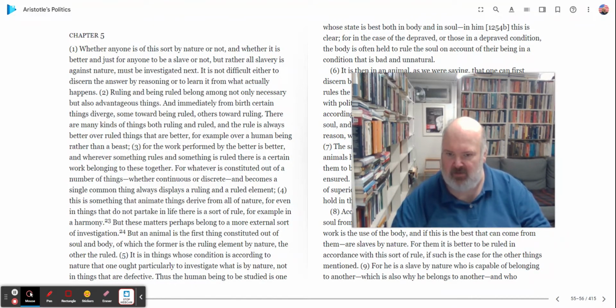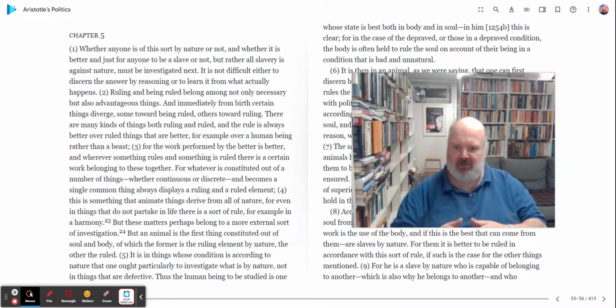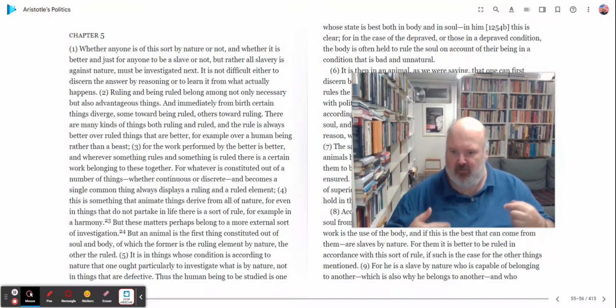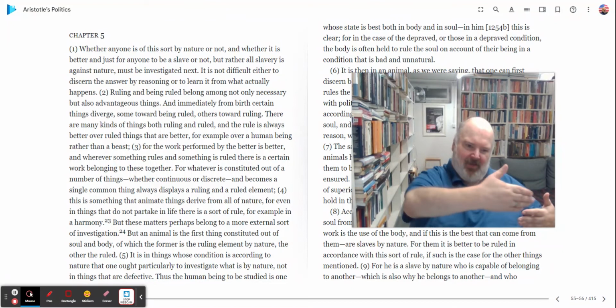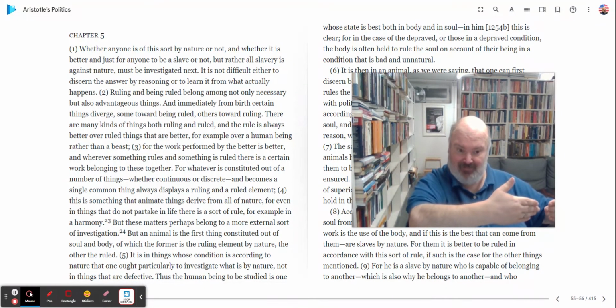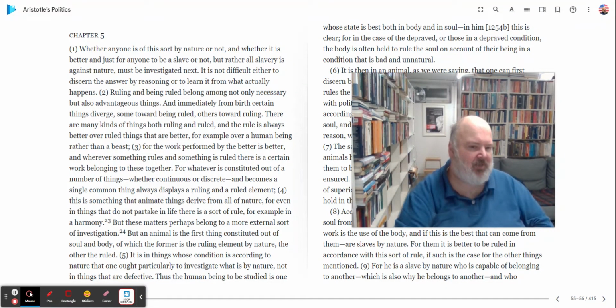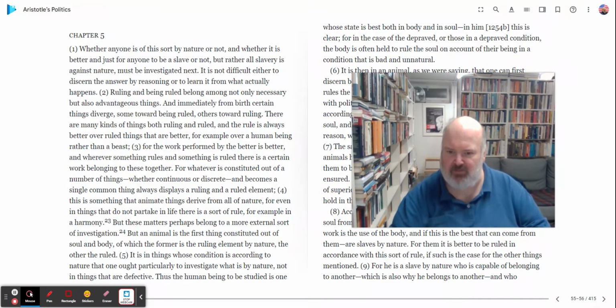In other words, the rule is always better over ruled things that are better. He goes that therefore, the example is a human being rather than a beast. For work performed by the better is better. In other words, the work performed by the better being is better. Now, what kind of work is it? This is a reasonable point he's making here, right? Straightforward, reasonable point. This is not that controversial.